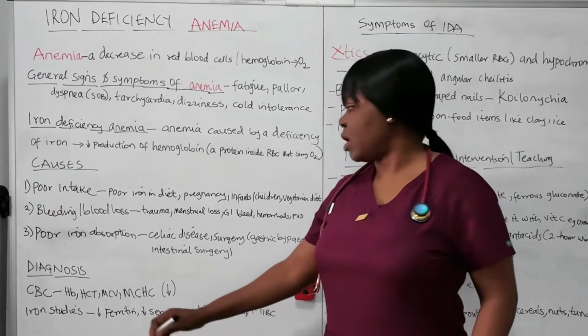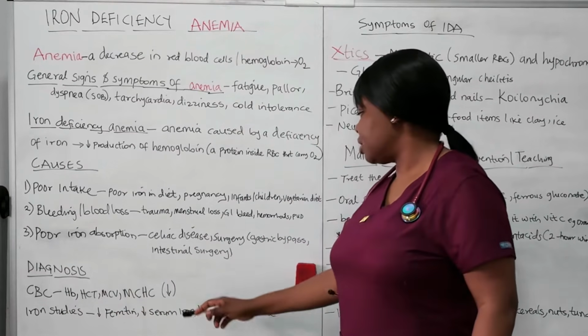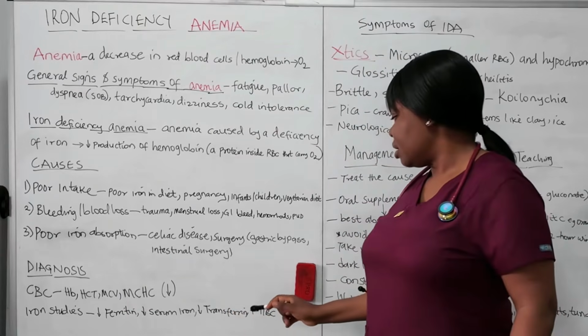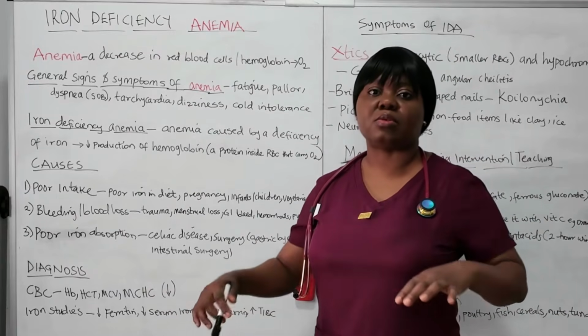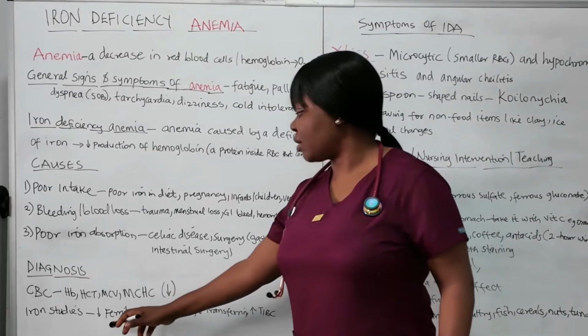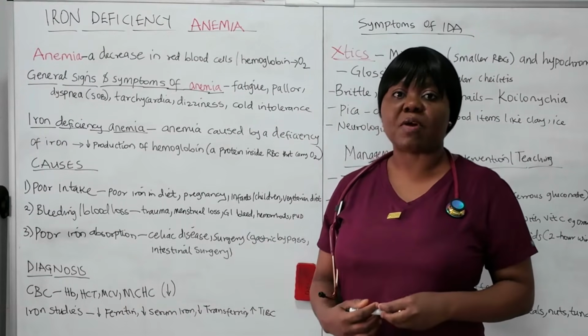Another one is true iron studies. For this one, there will be decreased ferritin, decreased serum iron, and also decreased transferrin. Now, transferrin and ferritin are transporters of iron. They are able to bind to iron and transport iron. The most accurate is actually ferritin, because ferritin also helps in the storage of iron.